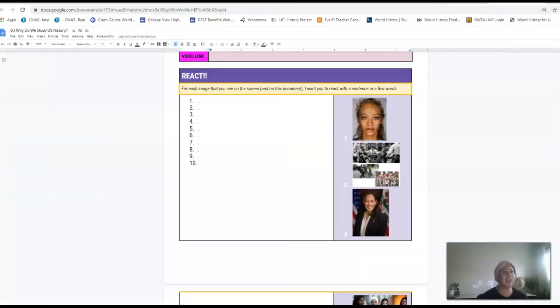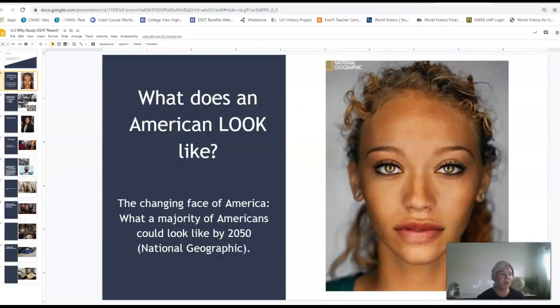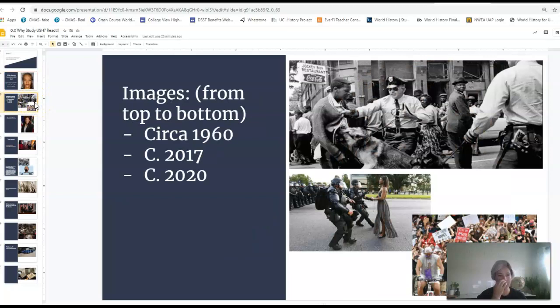So you're responding to this here in number 1. You would say, this image of what America will look like makes me think blah, blah, blah. So whatever it is you're feeling about that. Once you've done that, we're going to move on to number 2. If at any time I'm moving too fast through this, you can go ahead and pause the video and come back to it. Number 2 has a series of 3 images.